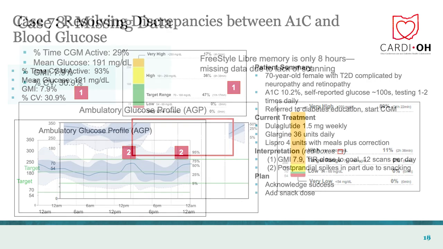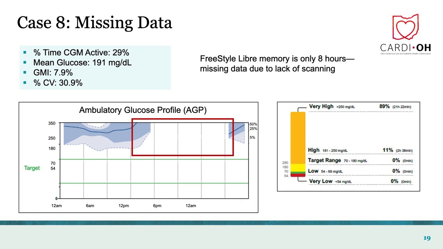And then finally, case 8 on the Freestyle Libre 2 and the Freestyle Libre 14-day. These are not the Freestyle Libre 3 devices. There is a need for ongoing scanning of the device in order to obtain all of the glucose data on the report. And in particular, the memory is only about 8 hours long. So if one is not scanning at least every 8 hours, there can be gaps in the reports.